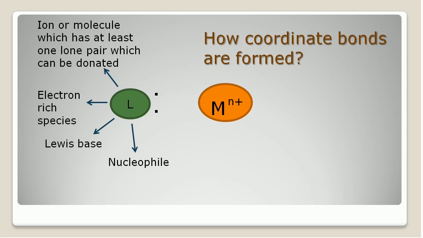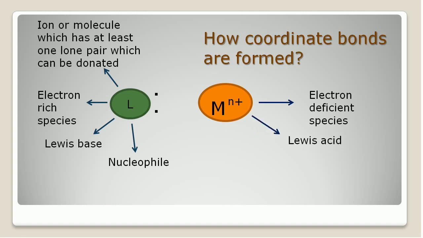On the other hand, the metal atom or its cation is an electron-deficient species. It can also be said to be a Lewis acid or electrophile as it has the capacity of accepting electrons. Now, when the ligand donates its lone pair to the central metal atom, a coordinate bond forms between them.